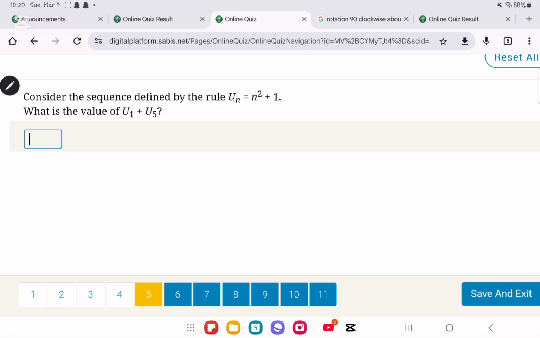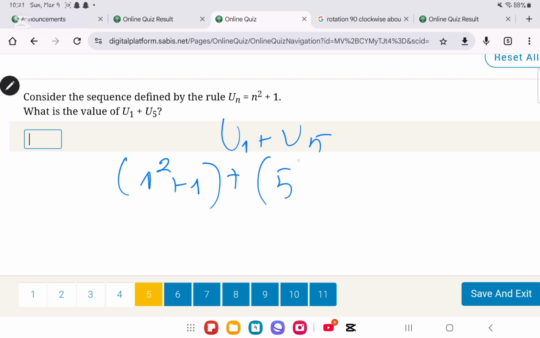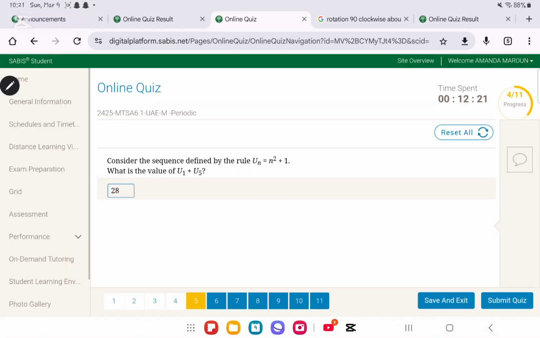We move on to question number 5. Consider the sequence defined by the rule Un is equal to n squared plus 1. They need U1 plus U5. So very simple. It's going to be 1 squared plus 1 plus 5 squared plus 1. You add them together. Let me do it. You're going to get an answer of 28. So very simply, our answer is 28.